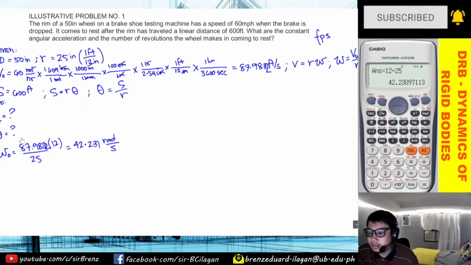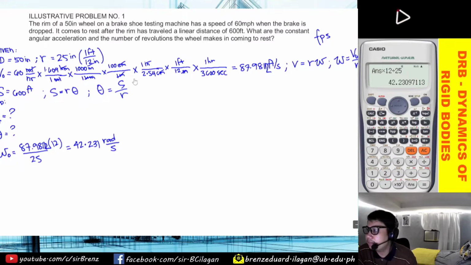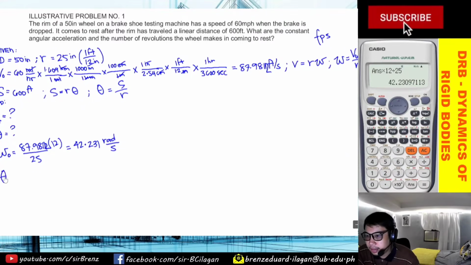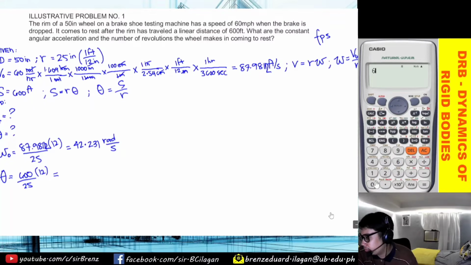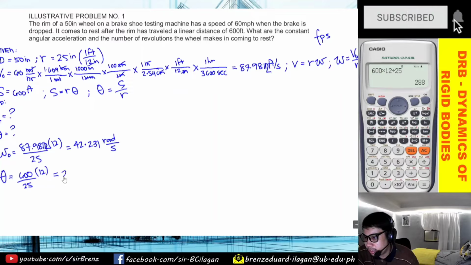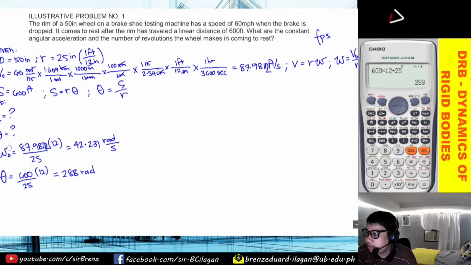Okay, so yung angular displacement, yung theta, so 600 divided by r, or 600 divided by 25 times 12. So that is 288 radian. Okay, so ito palang theta, mahanap na natin siya.